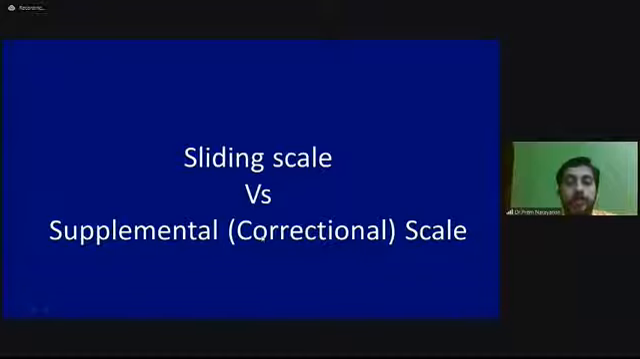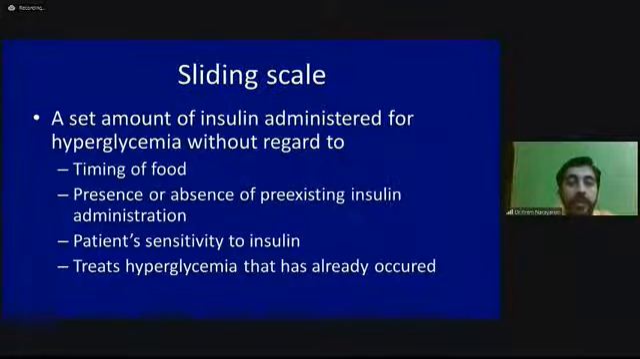Next, we move on to the sliding scale versus the supplemental or correction scale. Sliding scale was used previously in hospital settings. A set amount of insulin is administered for hyperglycemia without regard to the timing of the food. It is categorized into various ranges like 120 to 140, 140 to 180, more than 200, with fixed values like plus 2, plus 4, plus 6. Presence or absence of pre-existing insulin administration is not considered. Patient sensitivity to insulin is also not considered.